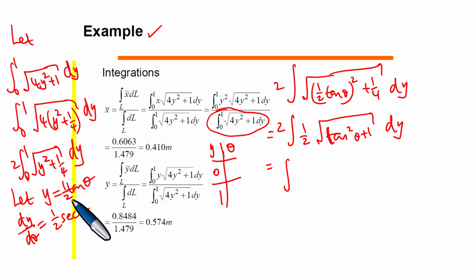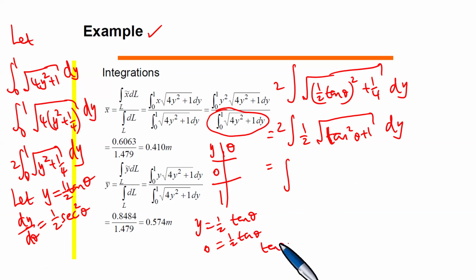So we substitute into the substitution, y equals 1/2 tan theta. If y is 0, you put 0 equals 1/2 tan theta, which means that tan theta is 0, and then theta is arctan 0. What is arctan 0? Arctan 0 is 0. So you have exactly 0 there.